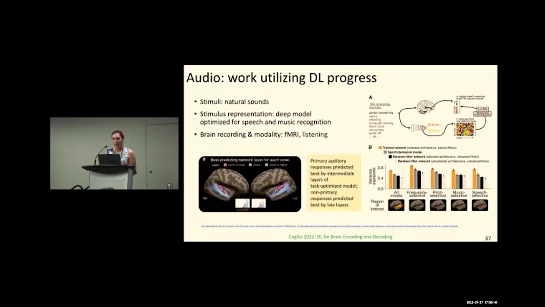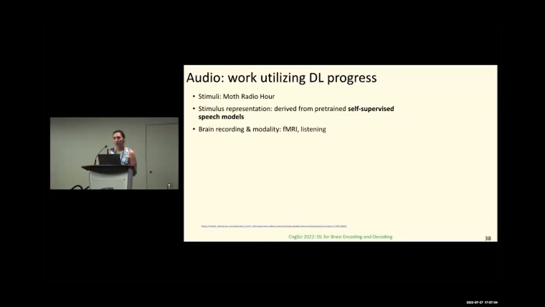And what they also found was that the primary auditory responses were predicted best by the intermediate layers in these task-optimized models, whereas the non-primary response areas, so the higher level areas, were predicted best by the later layers of the model. And then I want to highlight also two works, also very recent from the last few months, which were done using self-supervised speech models.